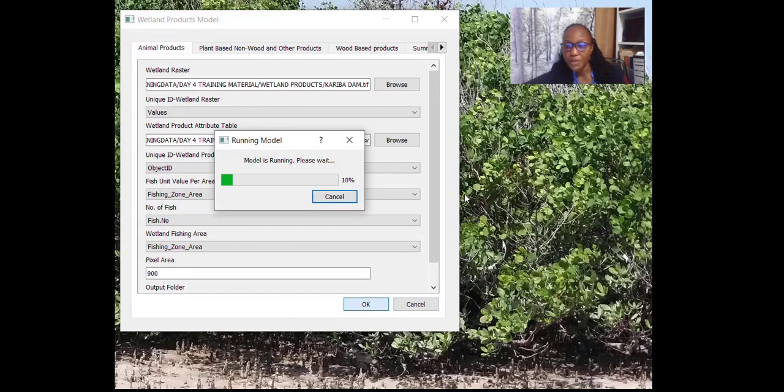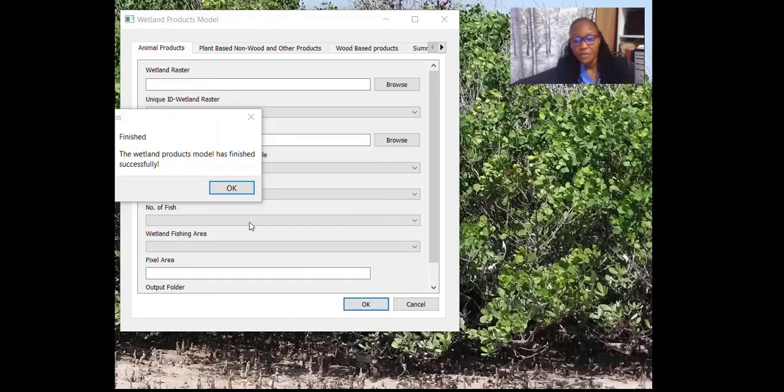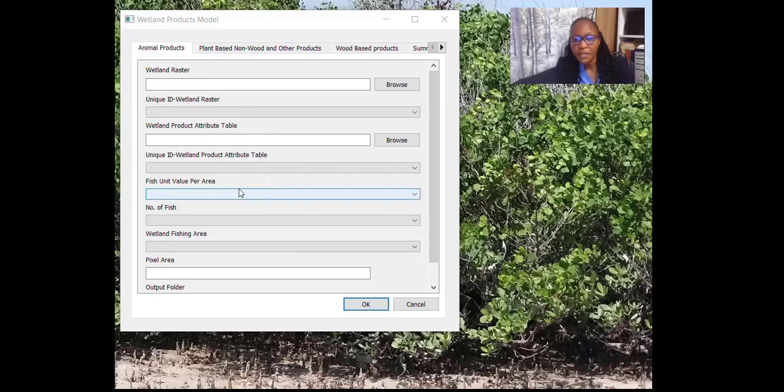You allow it to run. It may take a bit of time. So the wetland product model has finished successfully. And we say okay. And then we can move to QGIS to visualize what kind of product we have been able to get for this model.